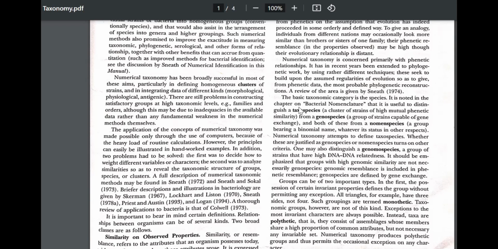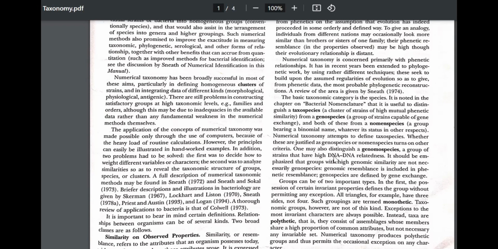Taxospecies is a cluster of strains of high mutual phenetic similarity. Genospecies is a group with strains capable of gene exchange. And nomen species is a group bearing a binomial name, the genus and species nomenclature system. So this is how you have different levels of clustering, or different types of methods of clustering the organisms.